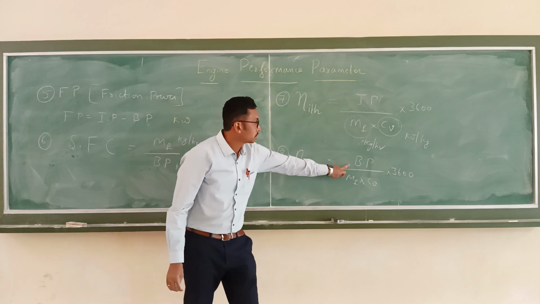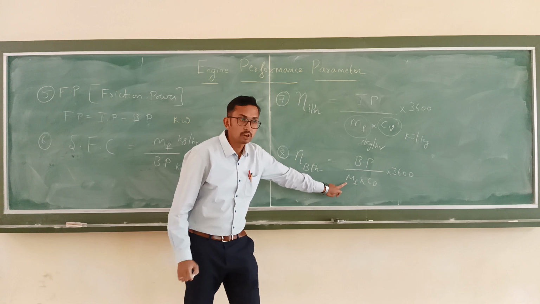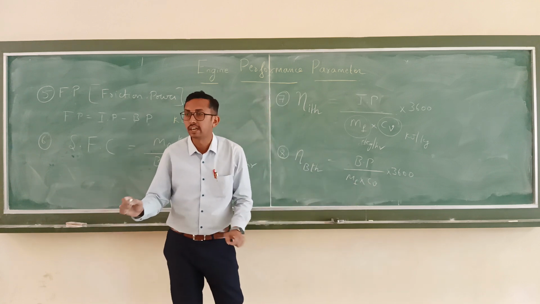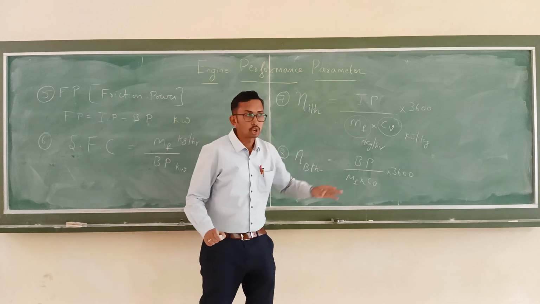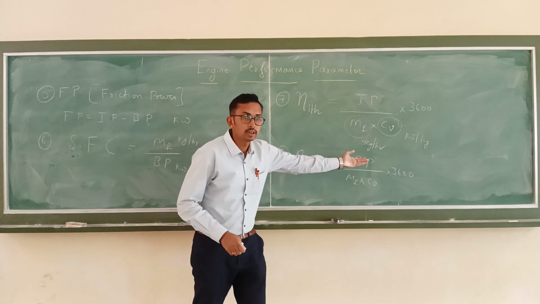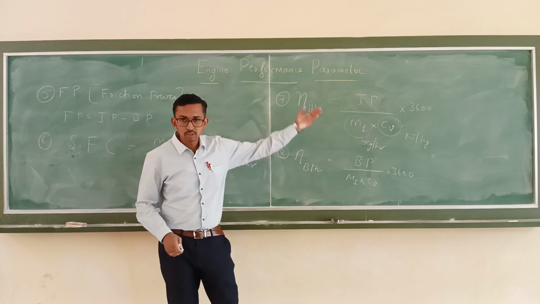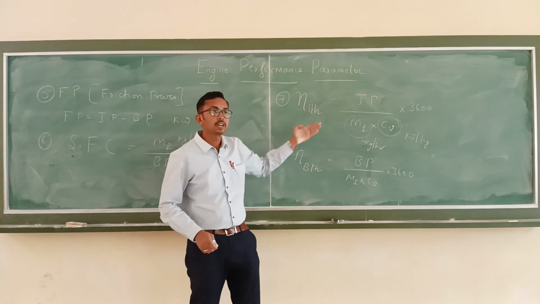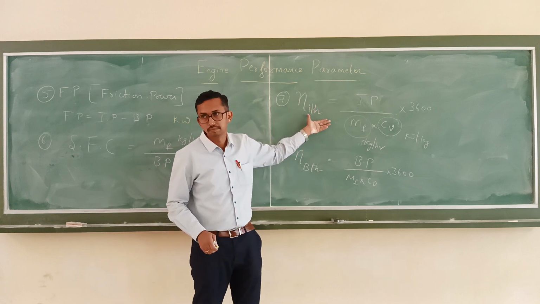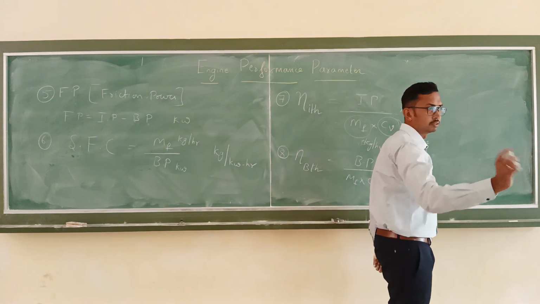So BP must be substituted in terms of kilowatts. MF must be substituted in terms of kg per hour. CV, the calorific value, has to be substituted in kilojoule per kg. So it is a ratio of brake power to the power produced. It is similar to the previous one. Here it is brake thermal efficiency, here it is the indicated thermal efficiency. Next one, unit, percentage.